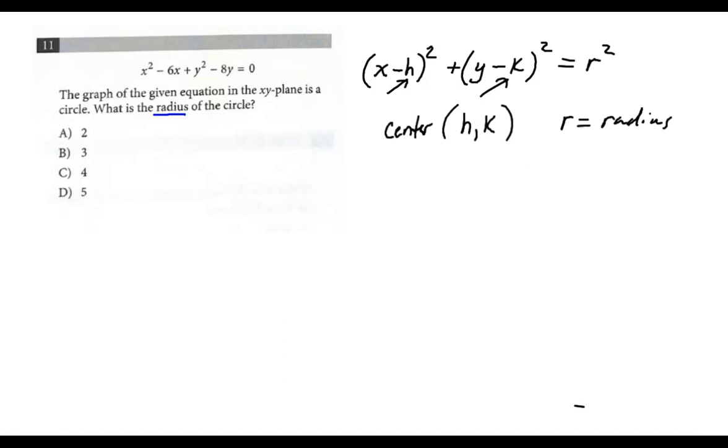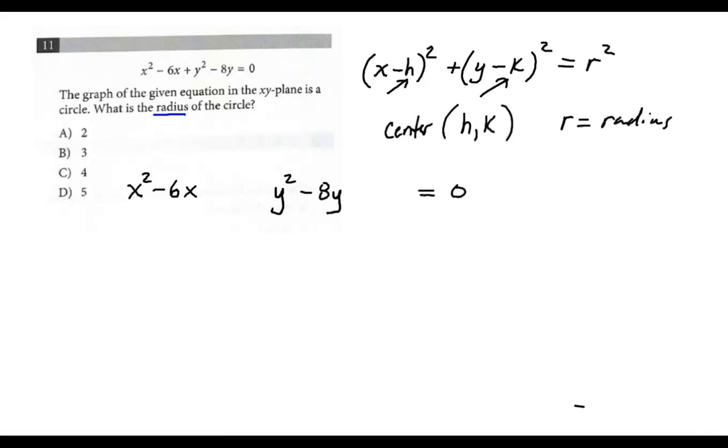Here's kind of the hard part. This equation is not written in a nice perfect square kind of format. So here's what I'm going to do. I have x squared minus 6x. And then I'm going to separate, and I'm going to do the y's over here. Y squared minus 8y. And then I have equals 0.